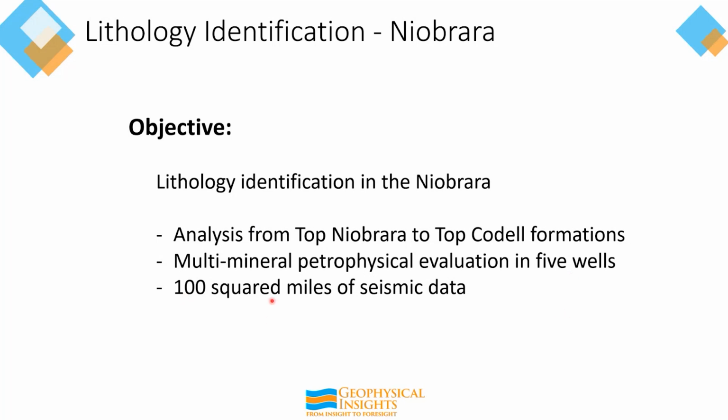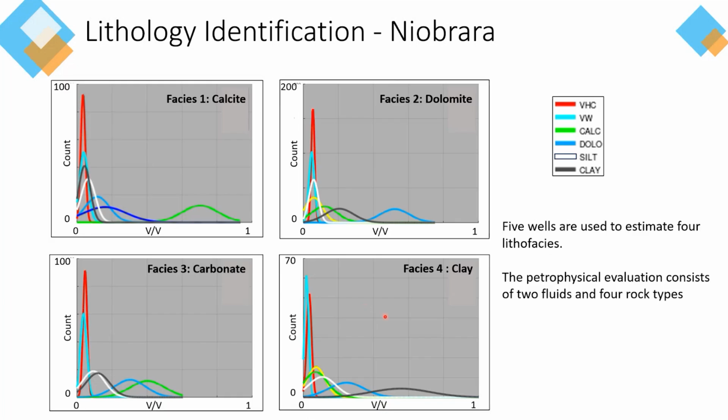And we have 100 square miles of seismic data. Okay, so I'm going to use the 5 wells to estimate four lithofacies, and we see that the wells have 2 fluids, in this case hydrocarbon and water, and 4 different rock types, being calcite, dolomite, silt, and clay.